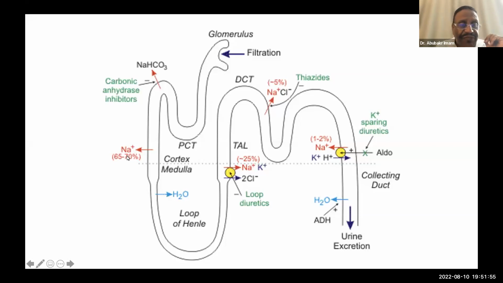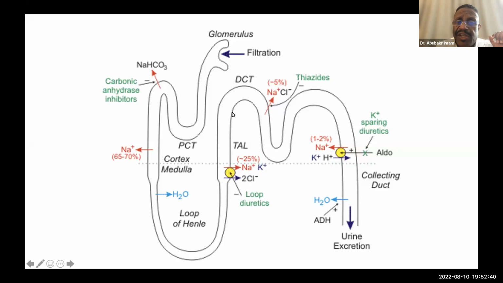Almost 65 to 70% of the filtrate gets reclaimed, reabsorbed into the circulation in the proximal part of the nephron. In the loop of Henle, you have the sodium chloride channel in the thick ascending limb, where this is where the loop diuretics work. So if you have a defect in this transporter, whether it's a genetic cause, or if you are excessively using loop diuretics, you're going to have a problem here.